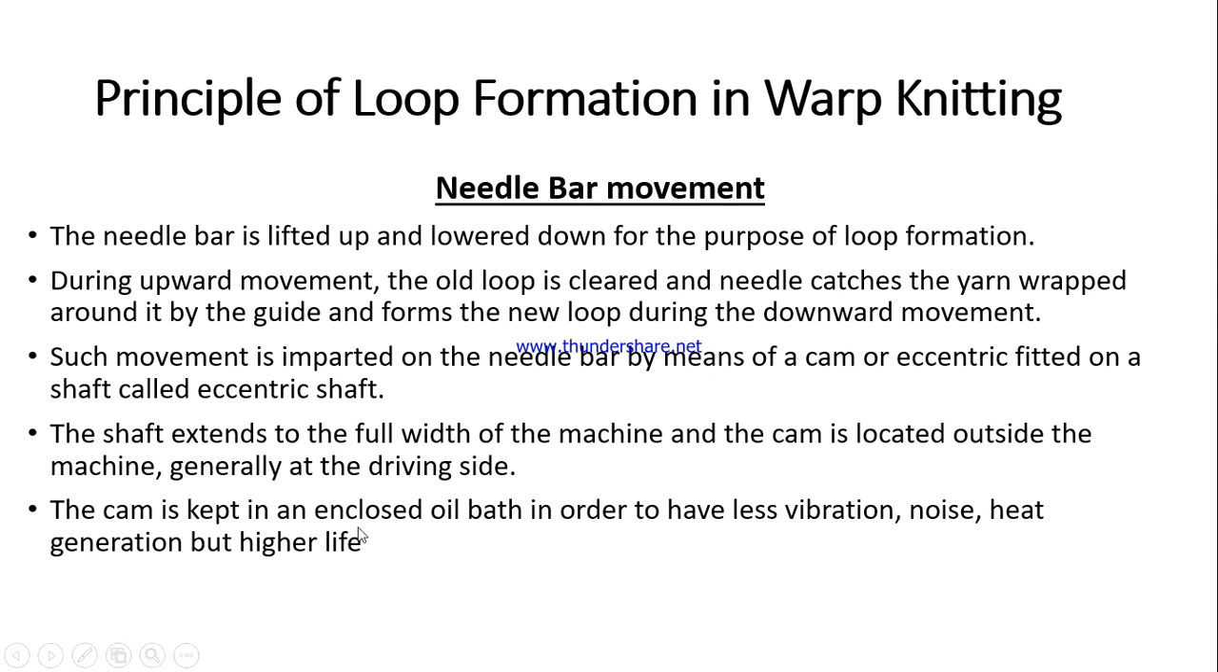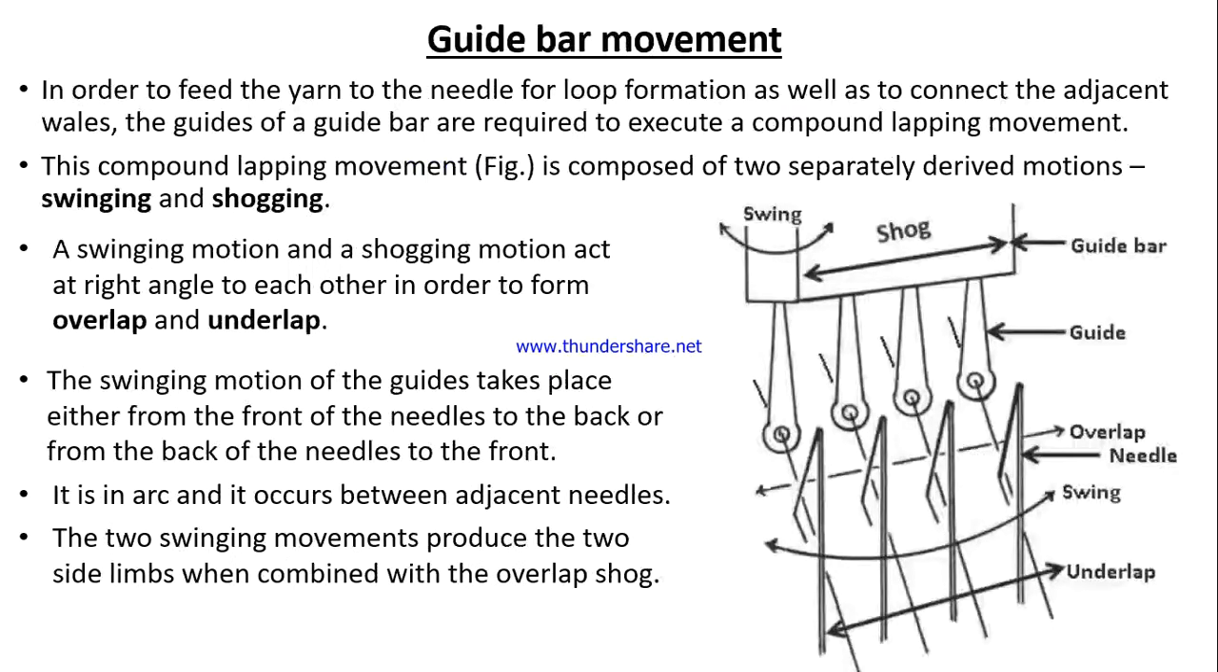The cam is kept in an enclosed oil bath in order to have less vibration. As the warp knitting process is a very high speed process, during high speed rotation of the cam there will be rigorous friction, and due to the friction there will be high vibration and noise. So to reduce the friction and vibration, the cam is kept enclosed in an oil bath. The cam is immersed in an oil bath for reducing the vibration, sound, and heat, for the better life of the cam and the machine.